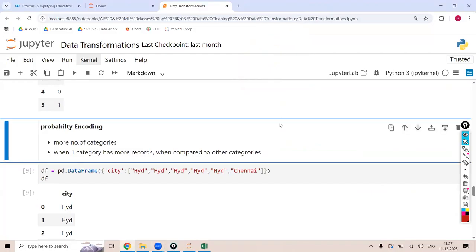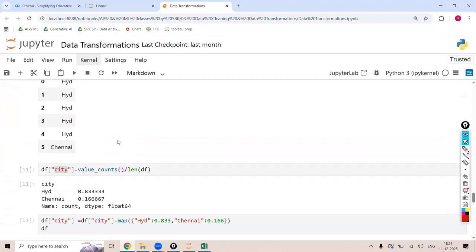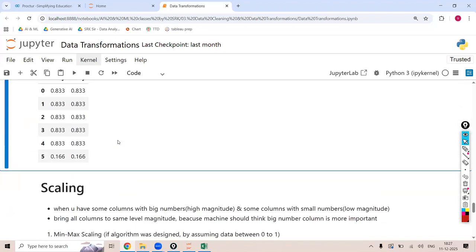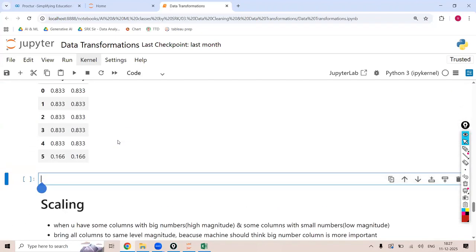Is the point clear? Now, finally, last point. Everyone make a note of this. This is an important point, guys.